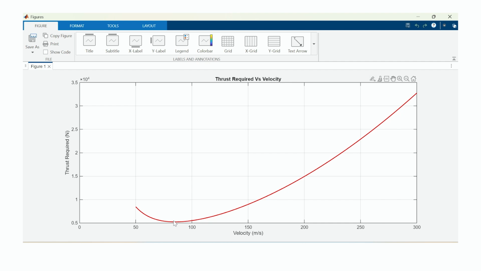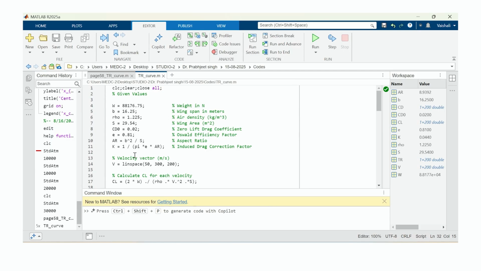The minimum thrust required, I am just hovering over here to see what is the minimum thrust required. So 5237. 5248. Okay, so hovering around 80 meters per second. So now let us check. Let me go to this. So we can also find the velocity at which thrust required is minimum.